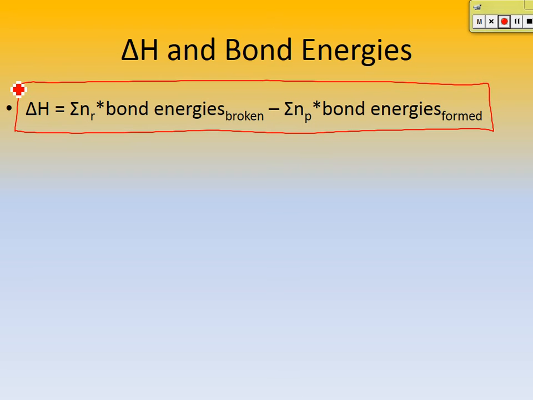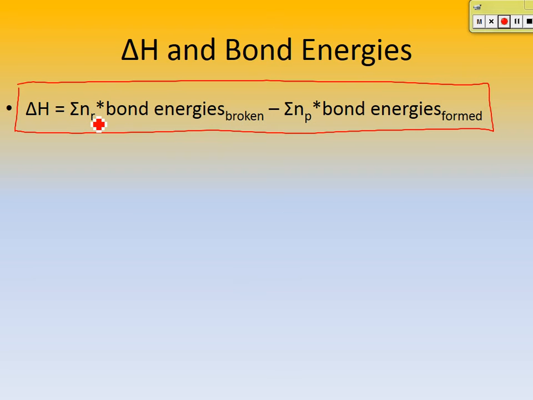As you're writing it, I'm going to explain it. In order to find delta H with bond energies, delta H of this reaction is equal to, now we've seen this sigma sign before, it means take the sum of the number of bonds in the reactants, times the bond energies broken, because in the reactants, the bonds are broken.